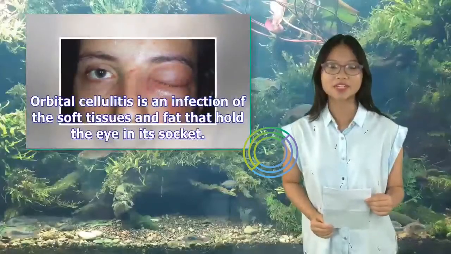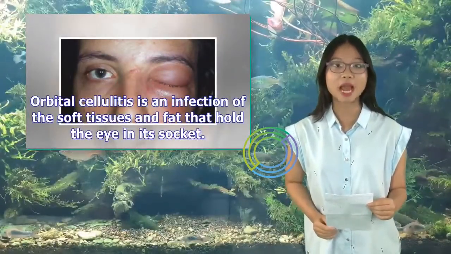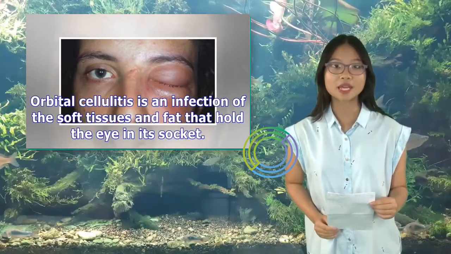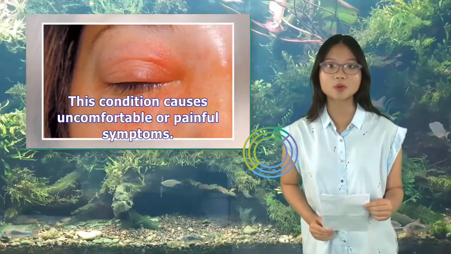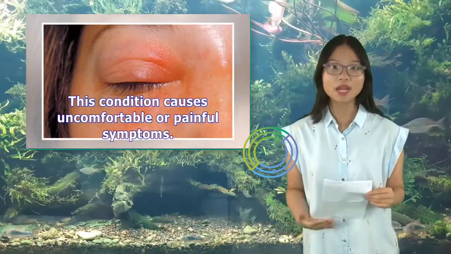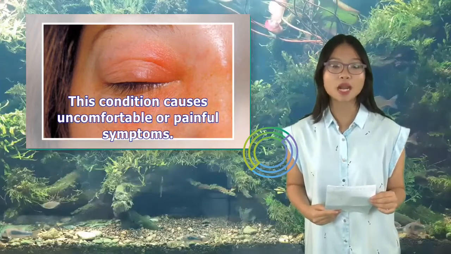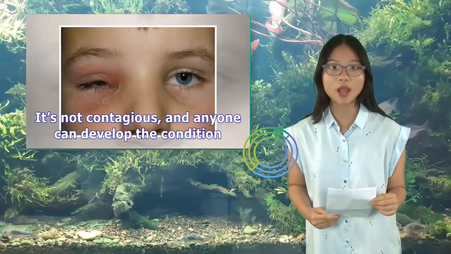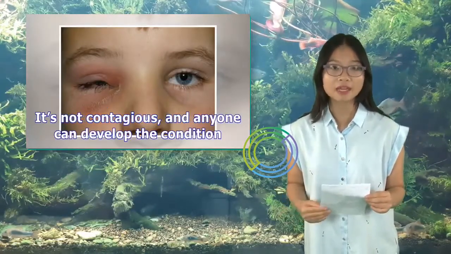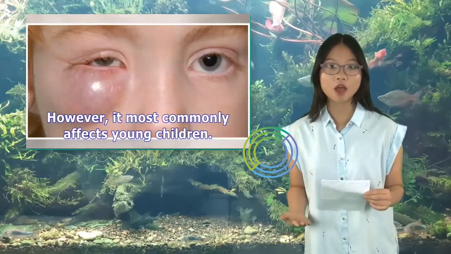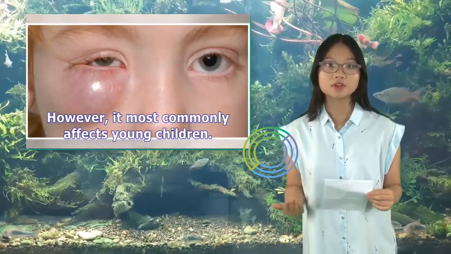Orbital cellulitis is an infection of the soft tissues and fat that hold the eye in its socket. This condition causes uncomfortable or painful symptoms. It's not contagious, and anyone can develop the condition. However, it most commonly affects young children.